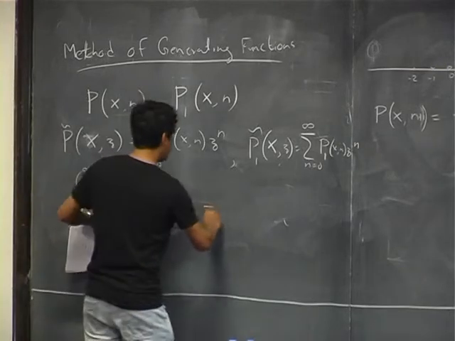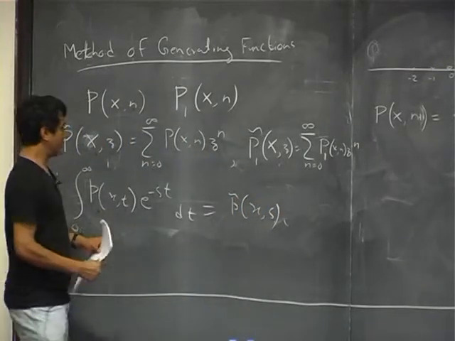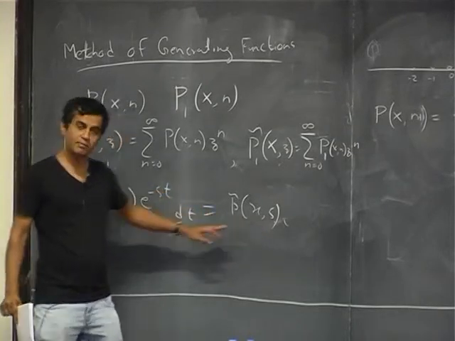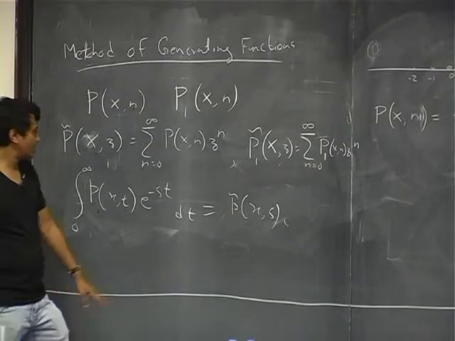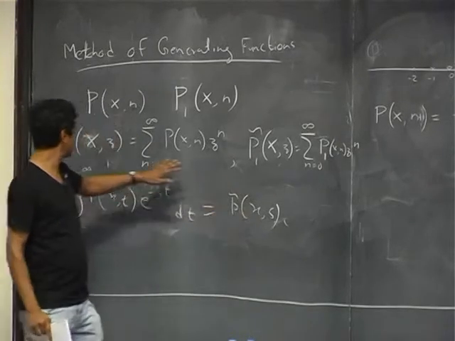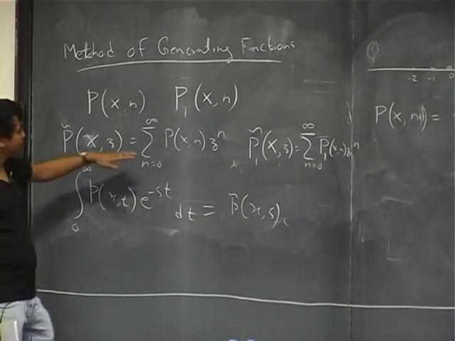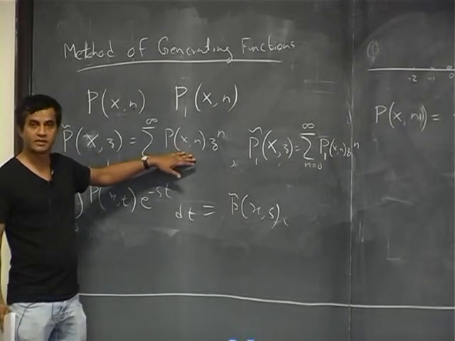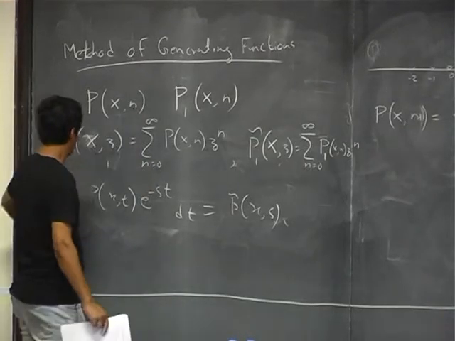This I would call P tilde. Okay, and this function has exactly the same information as this function, right? Because I can just take an inverse Laplace transform. Similarly, this thing which I call a generating function has the same information as this object P of x n.